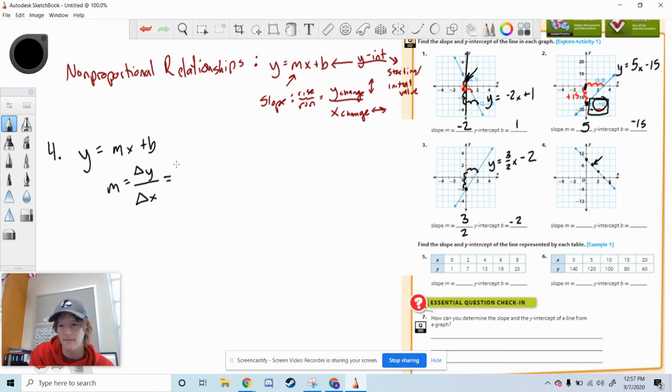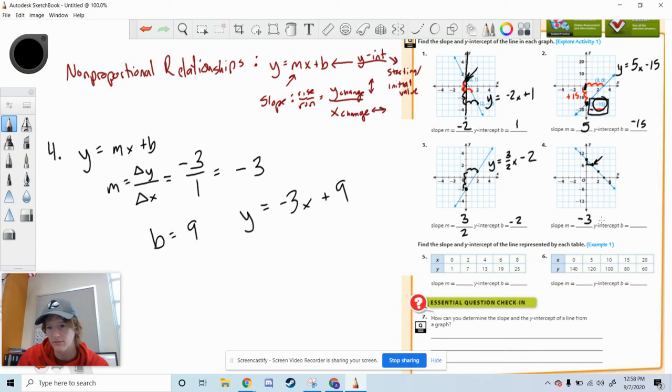So the change in y looks like we're going down just 1, but it looks like 1, but we're counting by 3s. So this is down 3. Make sure down 3 is negative. We're going over just 1. So our slope is negative 3. Our b is our y-intercept. Looks like we're crossing at 9. So our equation here is y equals negative 3x plus 9. Our slope was negative 3. Our y-intercept was 9.